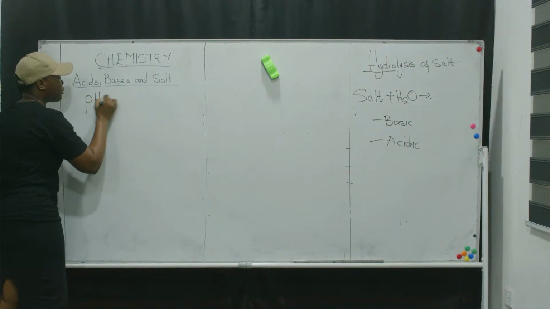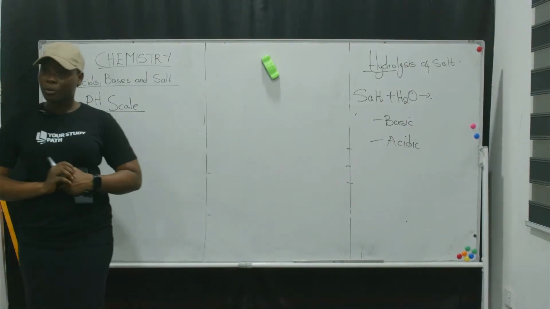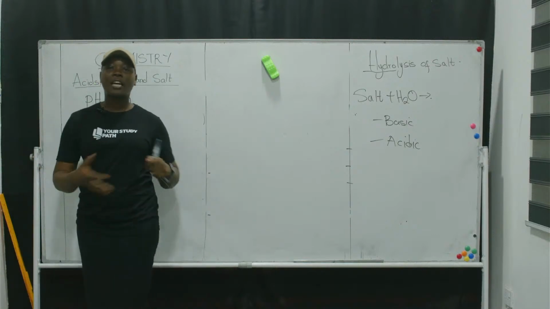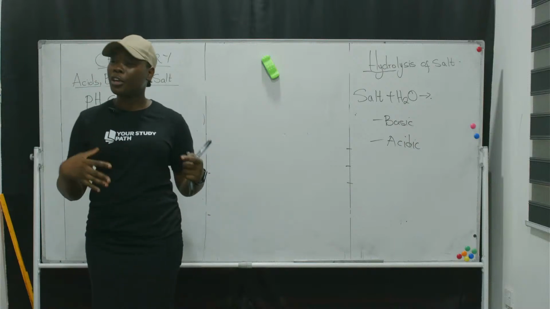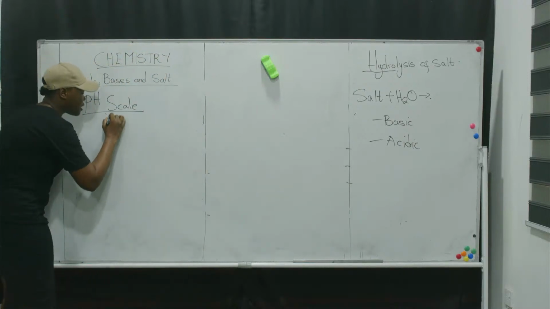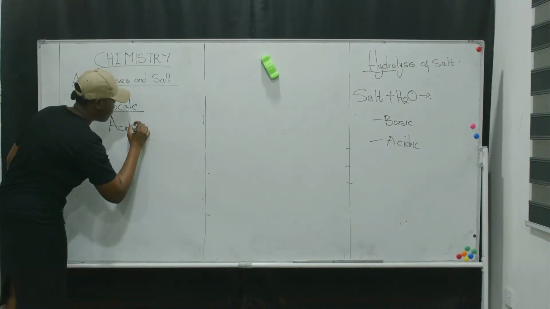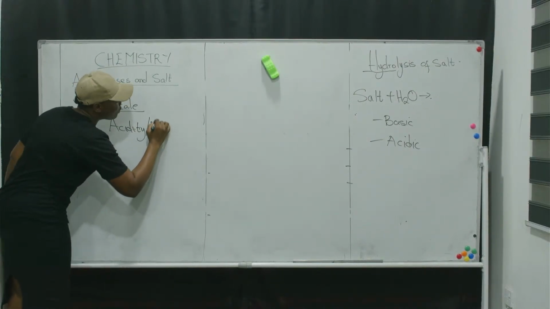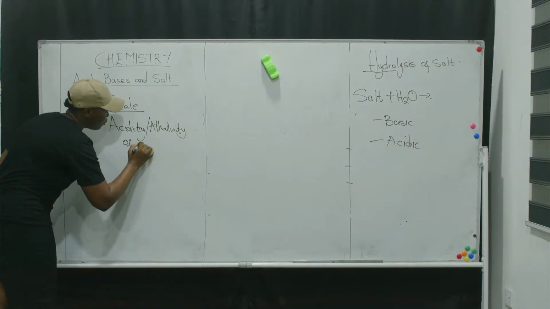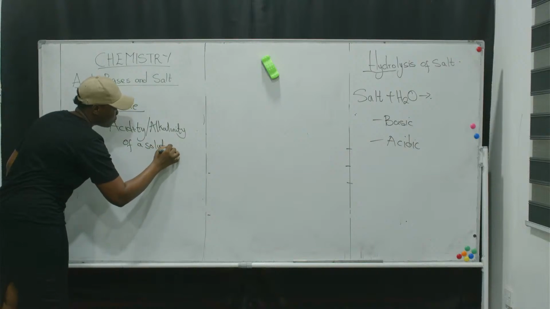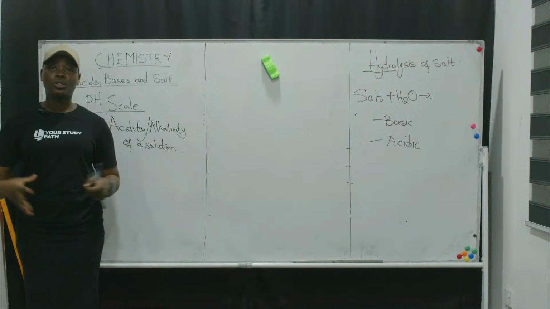When you hear pH scale, I'm sure we know what that means, right? You've heard it before. It's a numbered scale, and it's basically used to measure the acidity or the alkalinity of a solution.